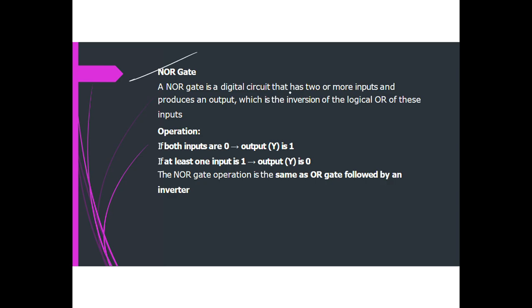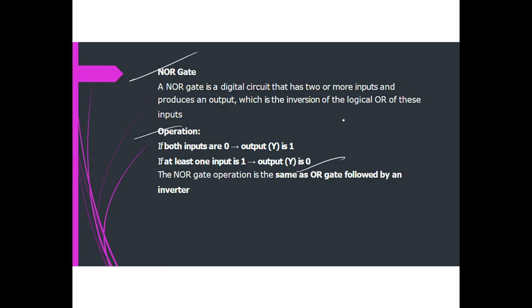Okay, so next one is the NOR gate. A NOR gate is a digital circuit. It has 2 or more inputs and produces a single output. Same definition for every gate, but the logical operation which is performed is different. For the operation, if both the inputs are 0, our output is going to be 1. How are we going to define this? By using a truth table.